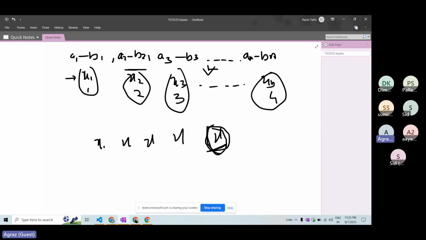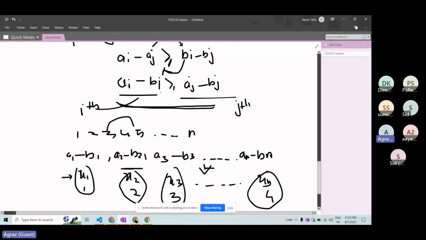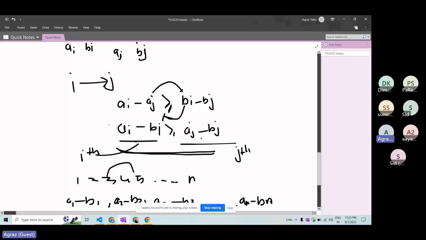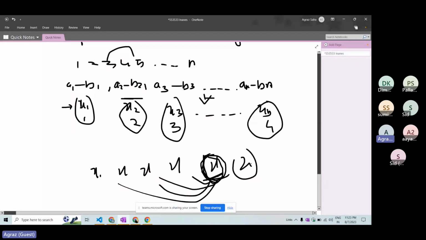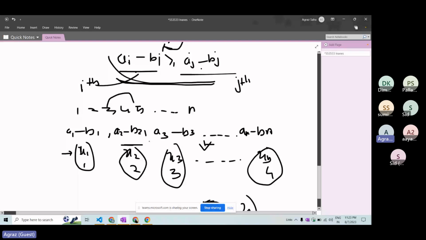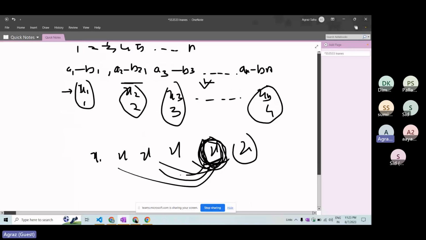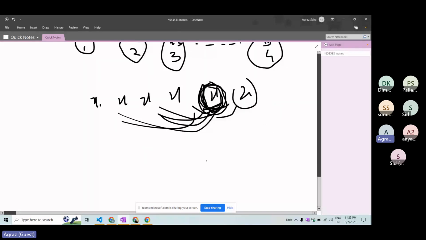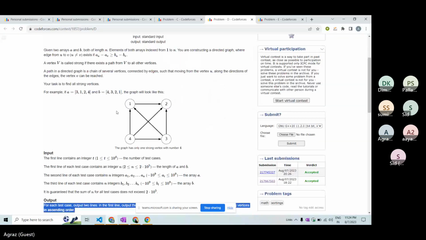If multiple vertices have this value, then each will be connected to every other, because we have seen that one vertex is connected to another only if its value is greater than or equal to the other's. So the vertices with the maximum value of x will be connected to every other vertex. If multiple vertices with the same max value exist, they will all be connected. Let me give you an example so you can understand better.